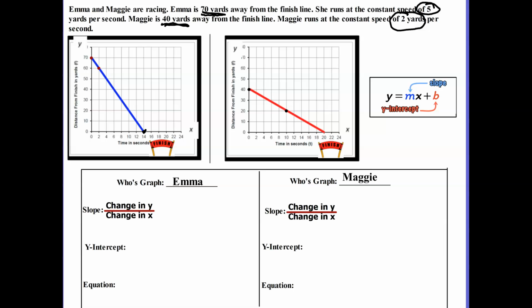So when you look at both of these graphs, you can see that this is Emma's graph because she started 70 yards away from the finish line, while Maggie started 40 yards away from the finish line. So let's see. Let's find the slope for Emma's graph. So we know that it's going down. So your slope will be negative.